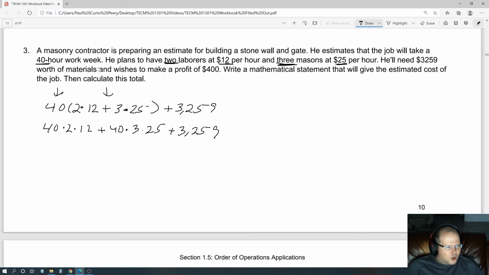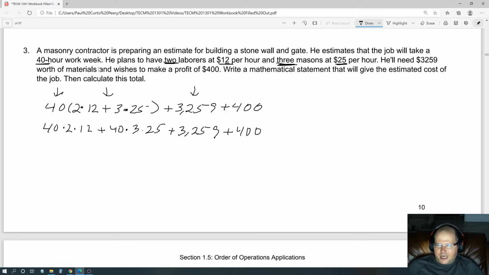Also, you want to make a $400 profit, right? So if you were the contractor here and you charged only this much, you would break even, right? You would literally pay for the materials, you would pay your masons and your laborers, but then you'd make zero profit. You yourself wouldn't make any money. So what we want to do is also add in how much money you make, which is the extra $400.